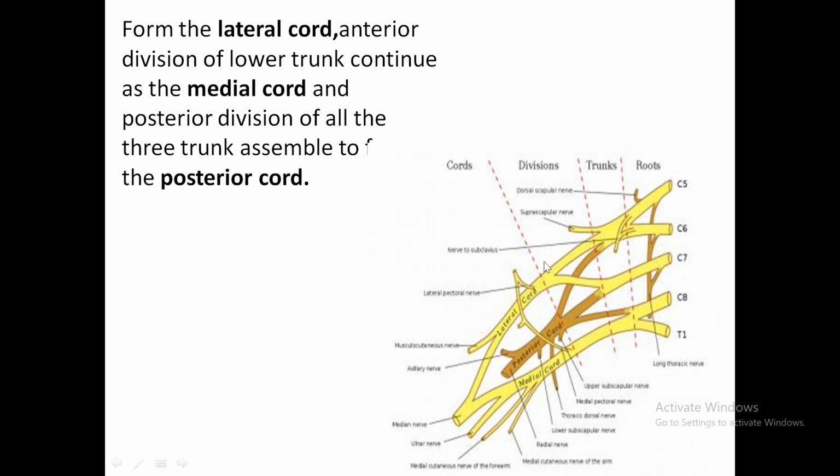There are two divisions, anterior division and posterior division. The anterior division of the upper trunk joins with the middle trunk to form the lateral cord, and anterior division of the lower trunk forms the medial cord. The posterior division of the upper, middle and lower trunk join to form the posterior cord. There are three cords of the brachial plexus: lateral cord, medial cord and posterior cord.